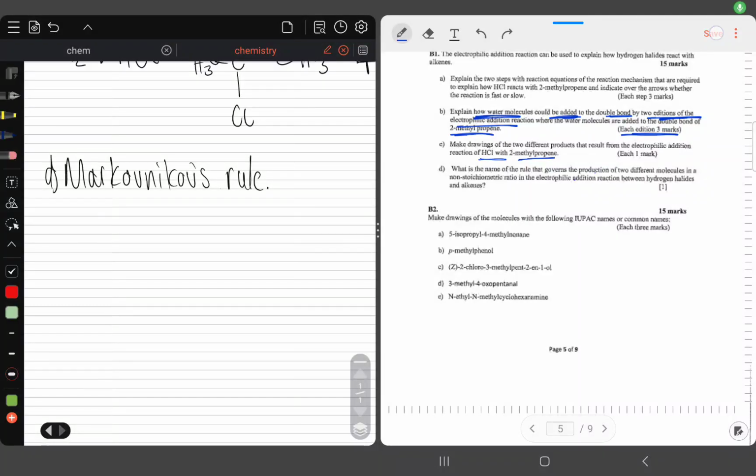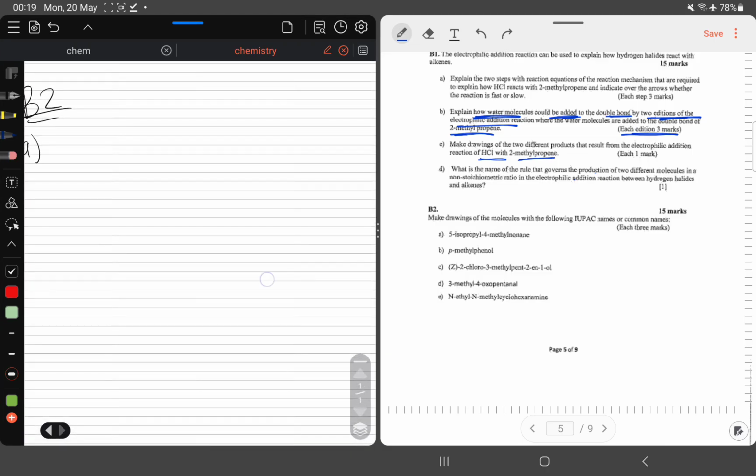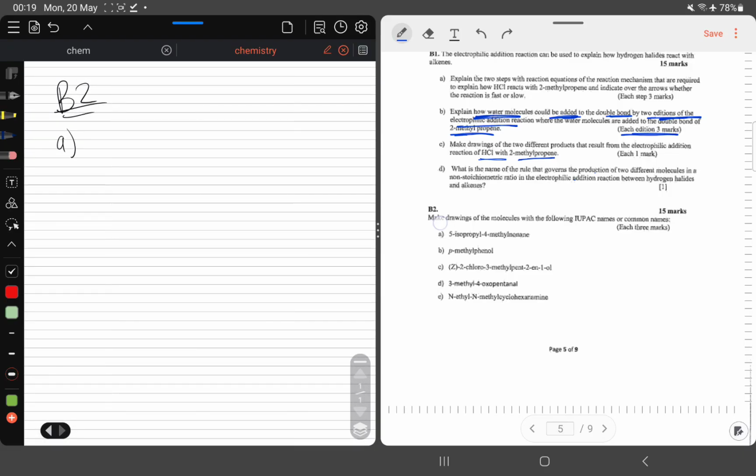Go through the naming. Number B2 is going to be B2, right? Let's try to quickly go through it and see what's up. All right, so I'm going to say we're going through B2 now. Number A says, make drawings. Okay, it's not saying naming, it's saying make drawings of the following molecules.